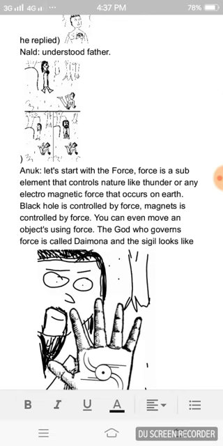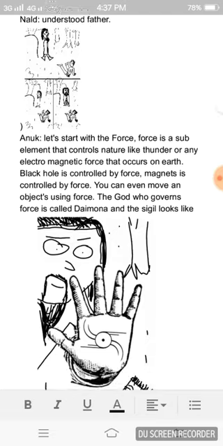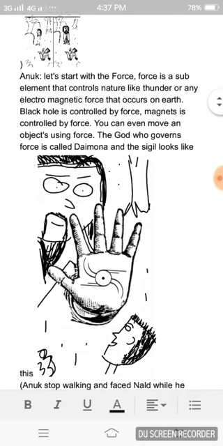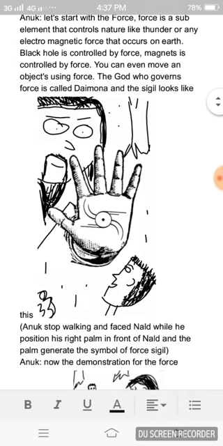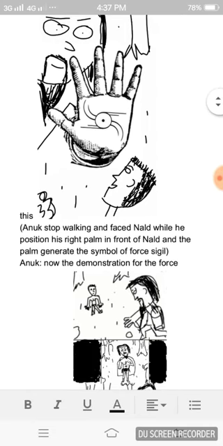Let us start with the force. Force is a sub-element that controls nature like thunder or any electromagnetic force that occurs on Earth. Black hole is controlled by force. Magnet is controlled by force. You can even move an object using force. The god who governs force is called Daimona, and the sigil looks like this.